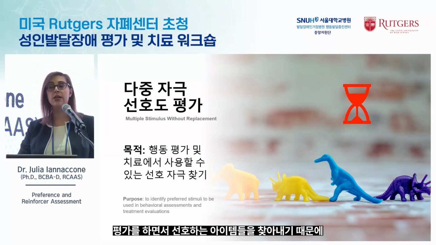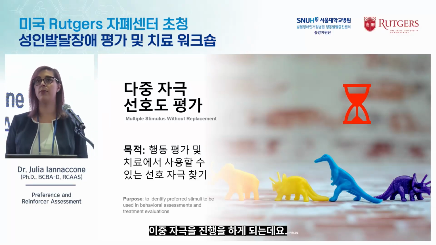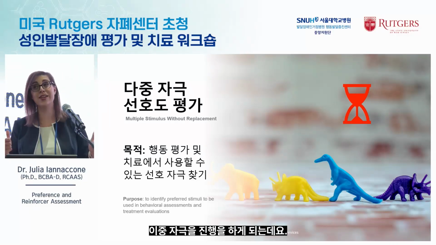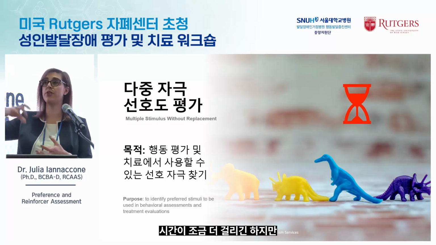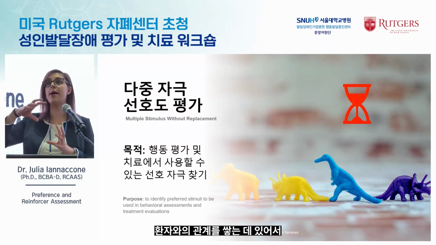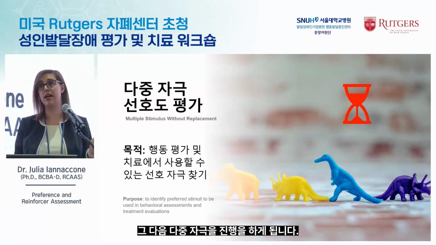So typically what we do is we run the PSPA first. It takes a long time to do, but again, that's a good thing because we're just trying to build a good relationship with them anyways. And then every so often throughout their whole admission, we'll do MSWOs, just to account for momentary fluctuations in preference. Because preference changes all the time.